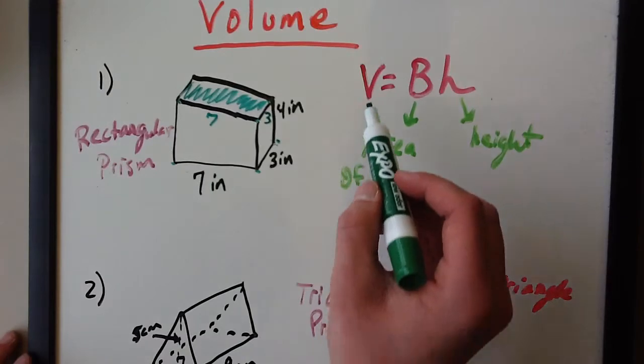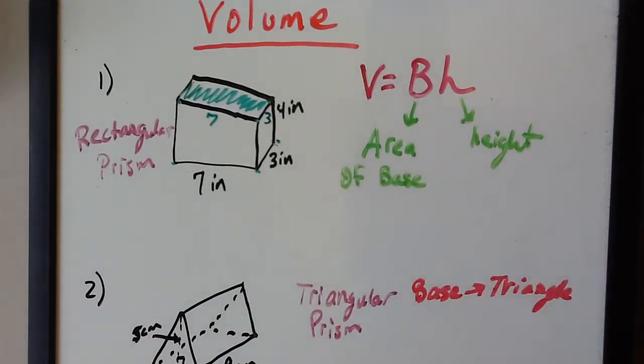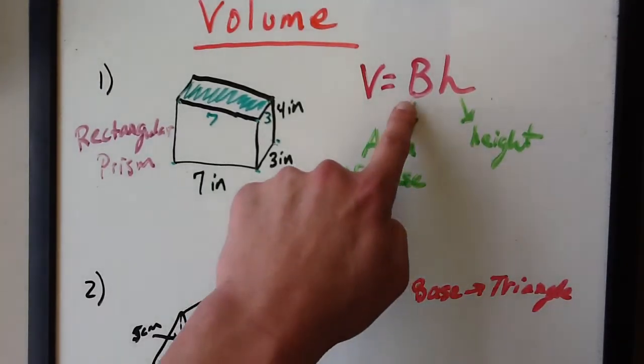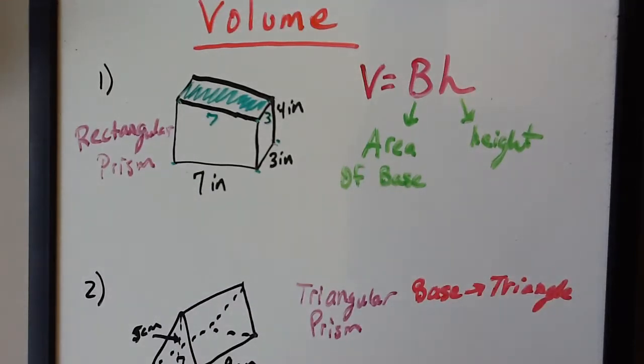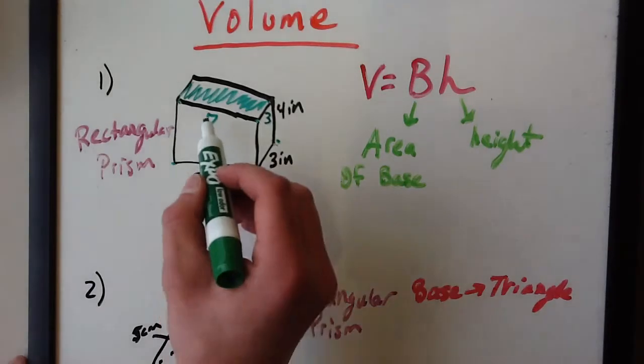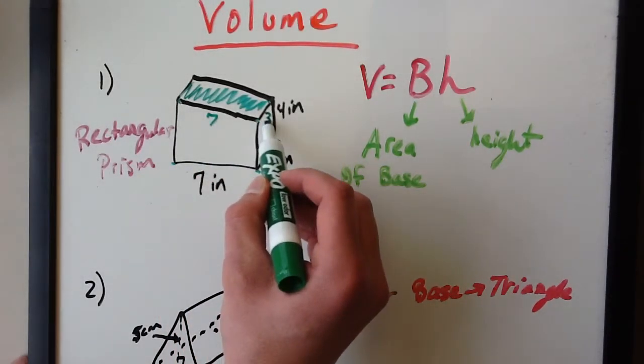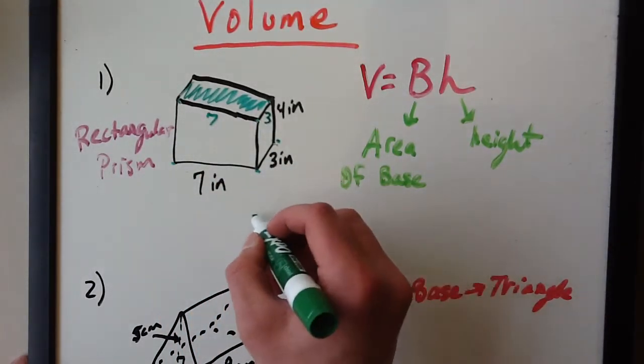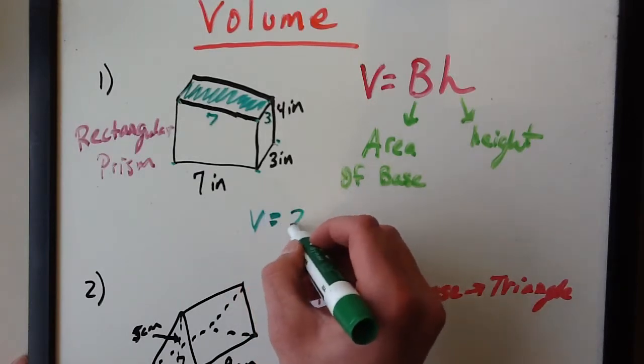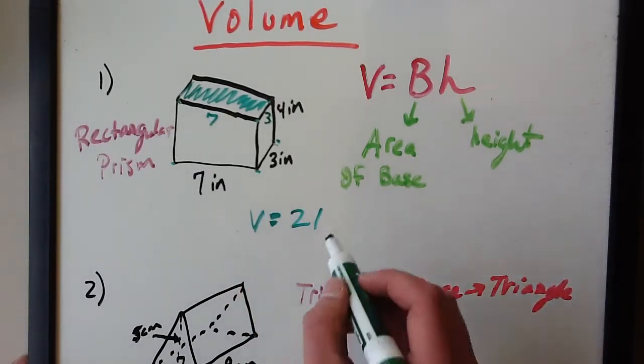Okay, so to find the volume, I use this formula right here. V, volume, equals B, capital B, which is the area of the base, times the height. So how do I find the area of the base? 7 length times 3 the width. 7 times 3 is 21. So the volume here is, area of the base is 21 times the height.